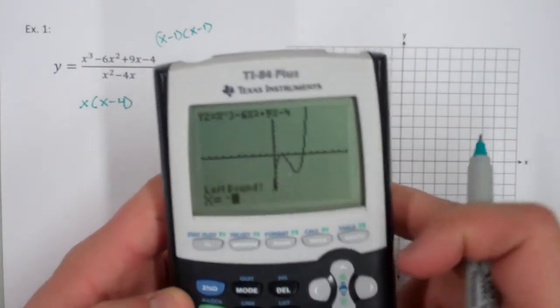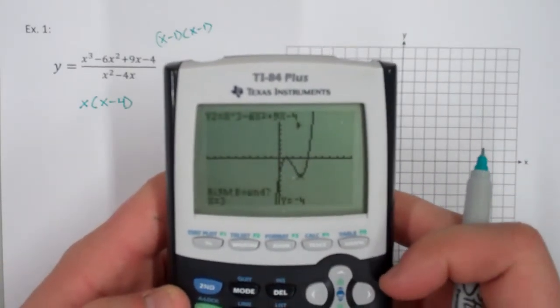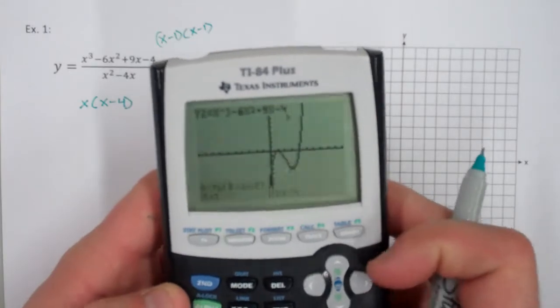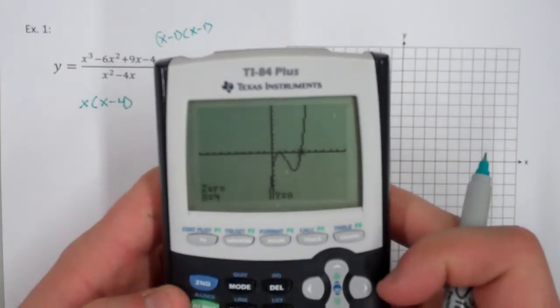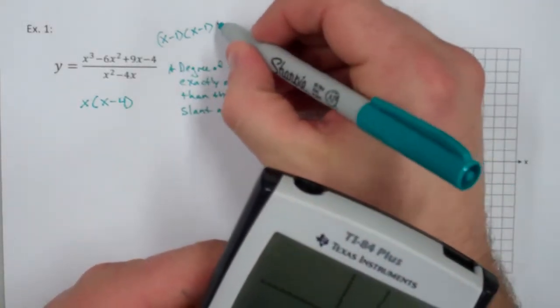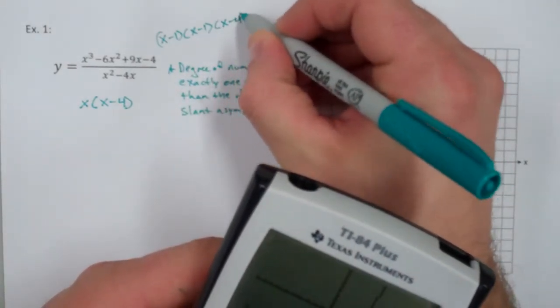I think negative 3 would be a good left bound, and then 5 would be a good right bound, and 4 would be a good guess. And it is 4. There you go. So x minus 4 is a factor.